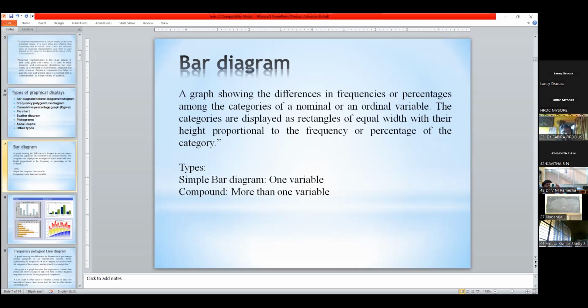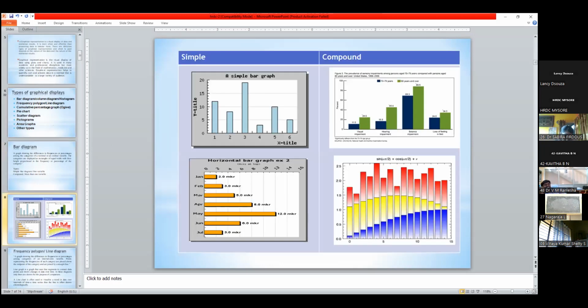So keep that in mind. When you talk about a bar diagram, you can present the data in one variable, or in more than one variable. If you present only one variable, it's called a simple bar diagram. If you're presenting two, it's called a compound diagram. So these are the various ways in which you can display your results.